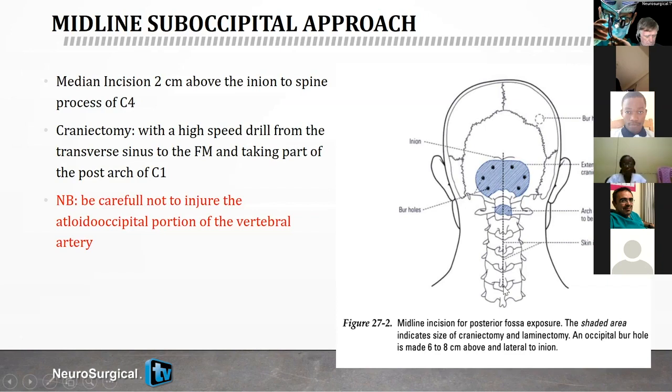The craniotomy is done with a high-speed drill from the transverse sinuses, that's the landmark, to the foramen magnum, and also takes part of the posterior arch of C1. While doing this procedure, we must be careful not to injure the atlanto-occipital portion of the vertebral arteries, which enter just laterally.